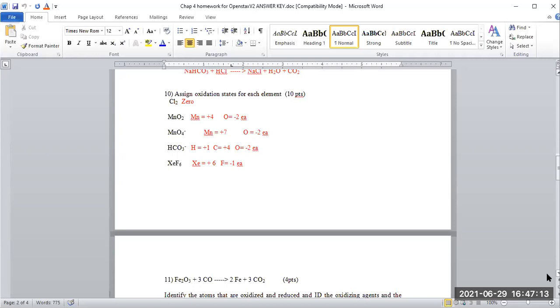Then for my xenon and my fluorine. So 6 fluorines, they're -1 each. Yes, xenon is often not part of a molecule at all because it's a noble gas. You can kind of coerce it. And in this case, you get a +6 for your xenon.